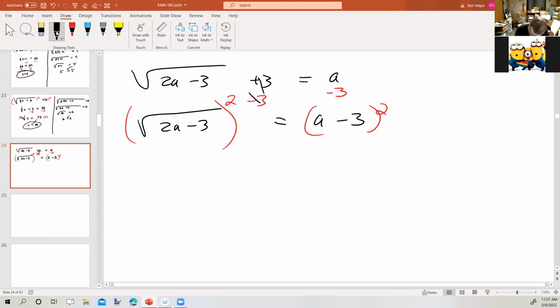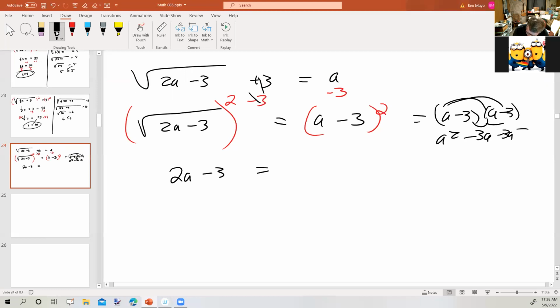On the left side of the equation, we get 2a minus 3. On the right side of the equation, we get a minus 3 times a minus 3, which is a squared minus 3a minus 3a plus 9, which is a squared minus 6a plus 9, foiling this all together. All right, I'll pause there for a moment while you get caught up. We good to go on? Yes. Okay.